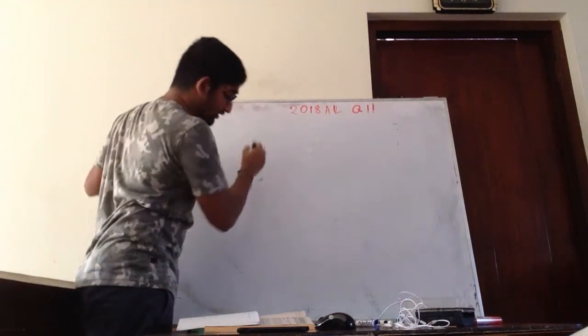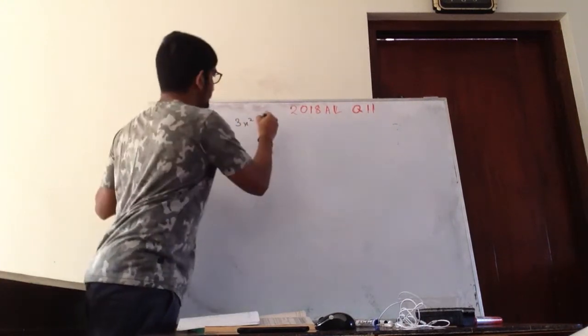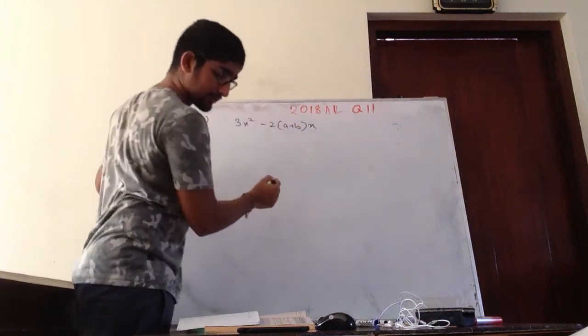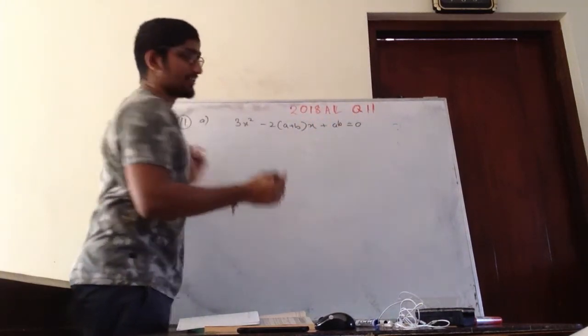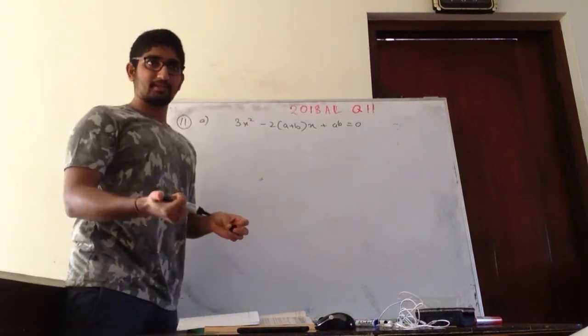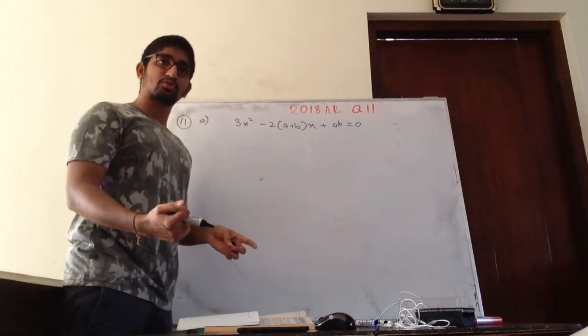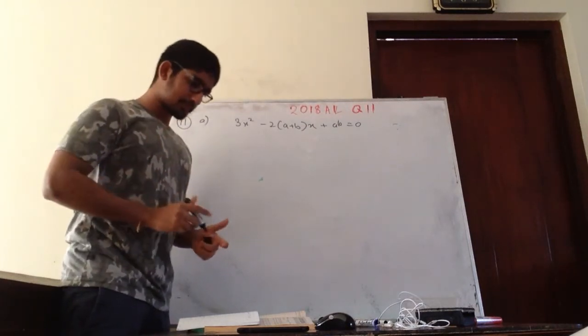So the equation is 3x squared minus 2(a plus b)x plus ab. So what are they asking? First they are asking the discriminant, or basically delta. Then they are asking us to show that the roots are real.